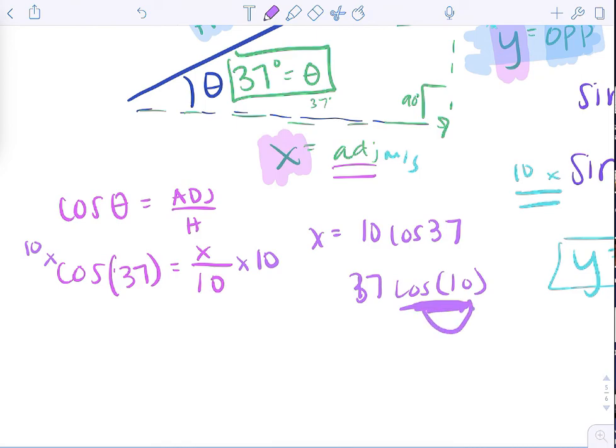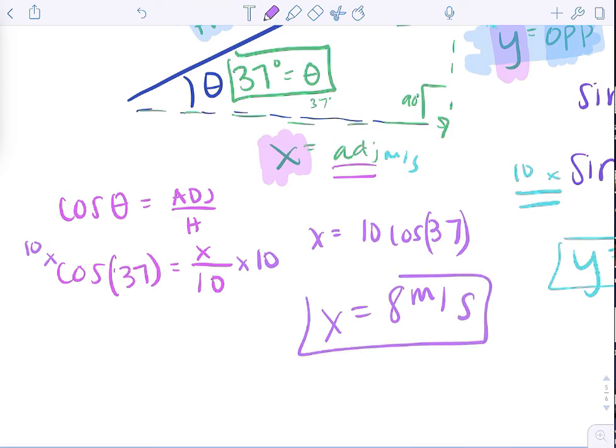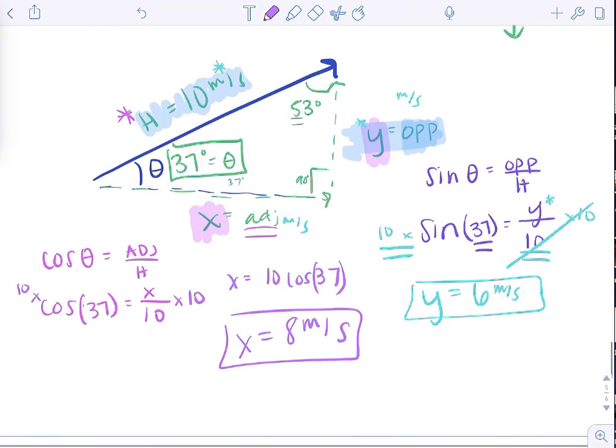You are plugging something into some calculator trig function, so it needs to have the correct angle there. Be careful. Do not plug those in backwards. That is an angle in there. And when you plug that in, you should get about 8 meters per second. And that will be those sides of the triangle.